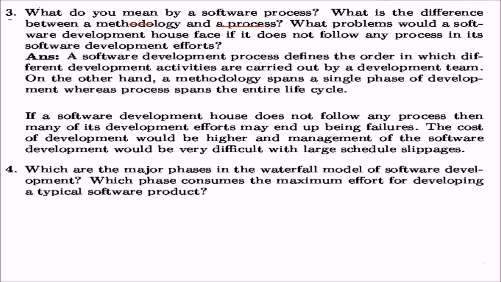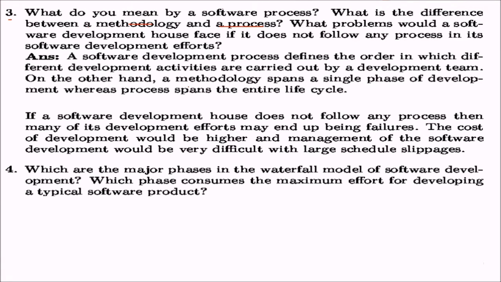The software development process, or software process, defines the order in which different development activities are carried out by the software development team, while the methodology is something different, which spans a single phase of development, whereas process spans the entire life cycle. Process is right from the inception to the maintenance, while the methodology spans a single phase of the life cycle. Let us answer the second part.